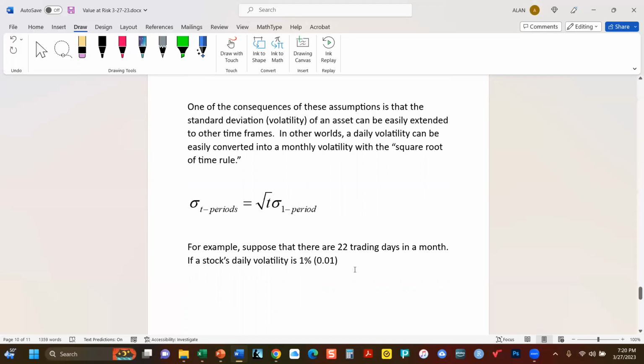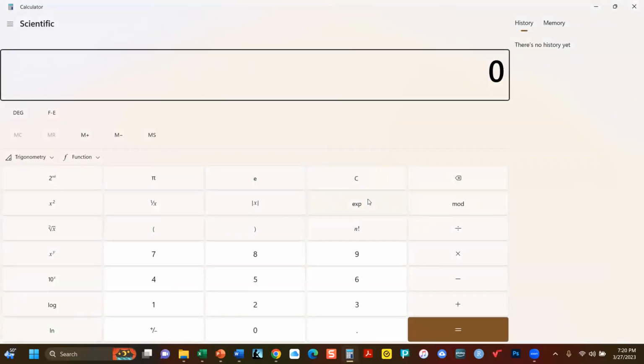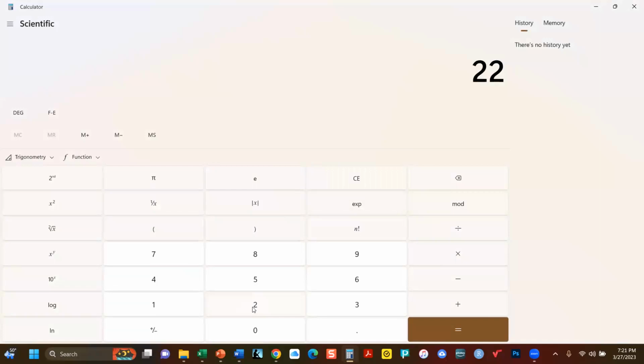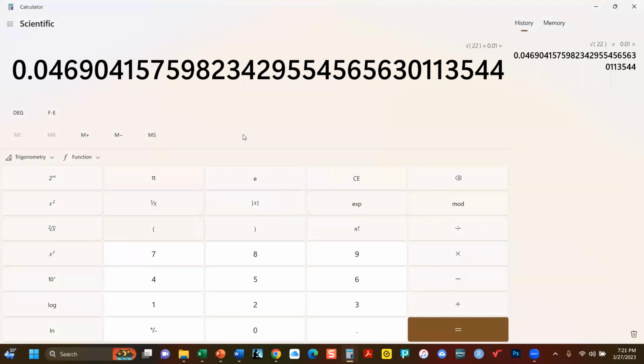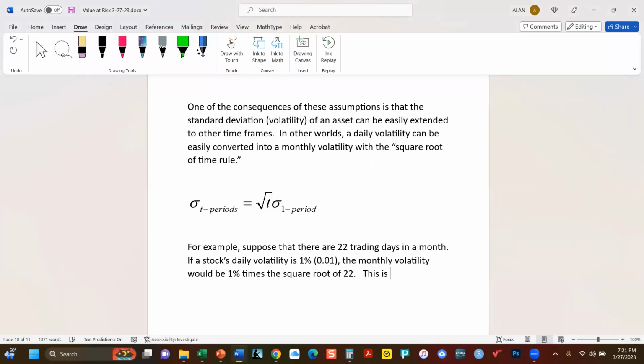Now, here's where it gets interesting. The monthly volatility would be 1% times the square root of 22. Not 22, but the square root of 22. Let me get out the old calculator here. About 4.69%. So in other words, you can scale the volatility up and down as you see fit.